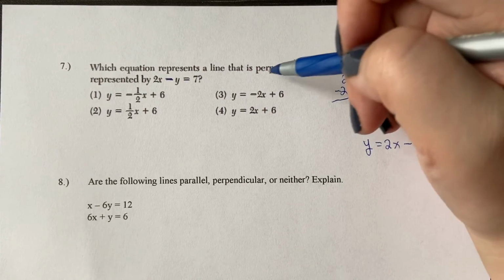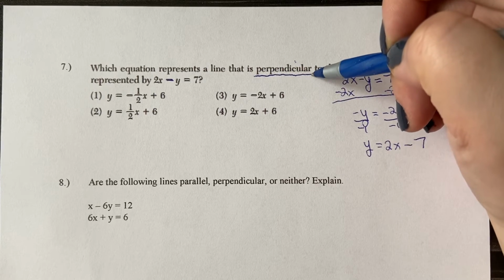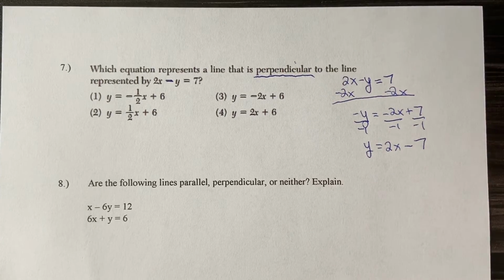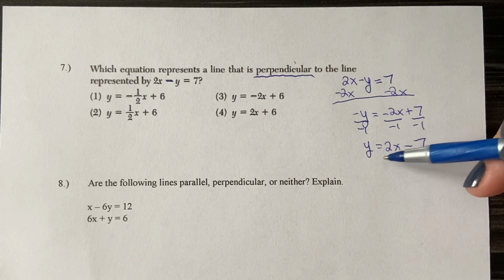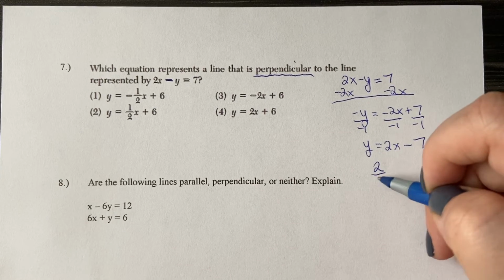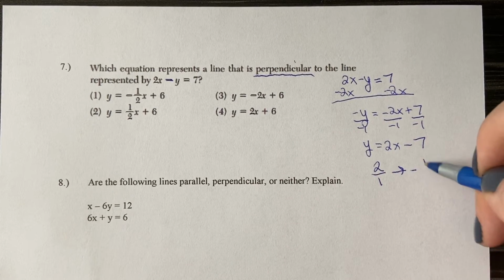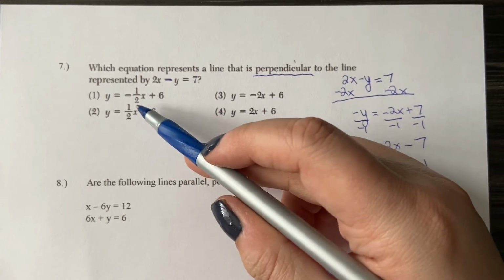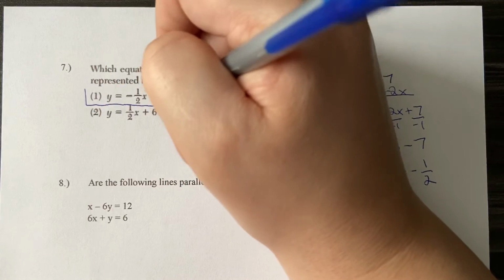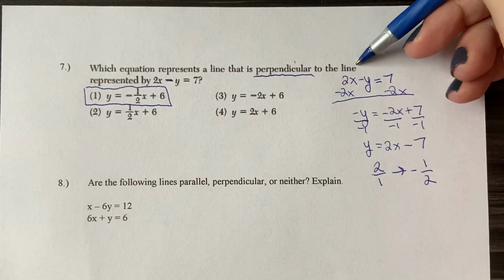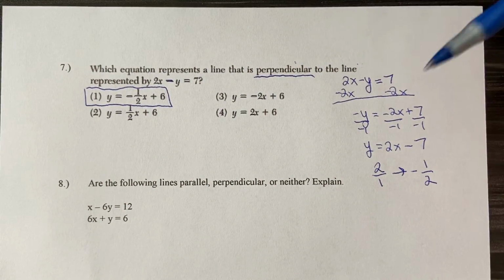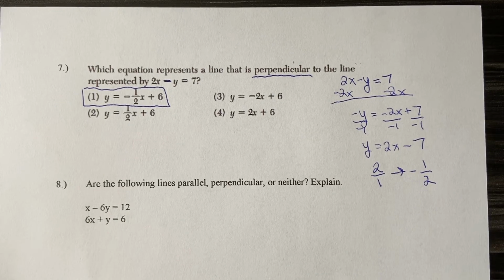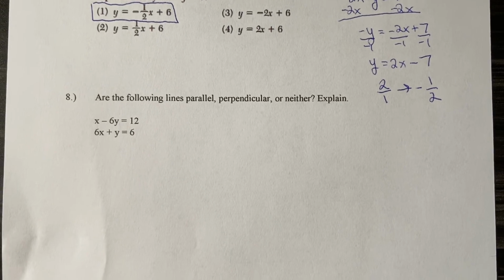So the key with this one is they want to know, give me a line that could be perpendicular to it. So you're looking at what's the negative reciprocal to 2. So the negative reciprocal to 2 would be negative a half. So the answer to this question, the one that has negative a half for a slope, is going to be choice 1. Now that was a Geometry Common Core Regents exam, so that's not very difficult, which is kind of cool. Okay, so then number 8.